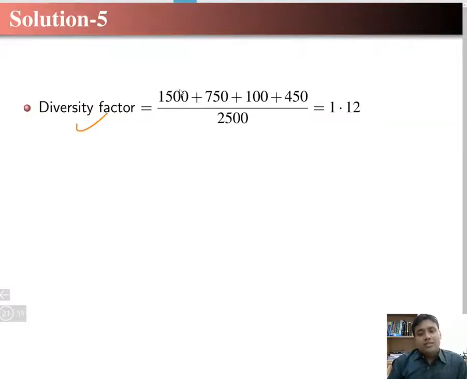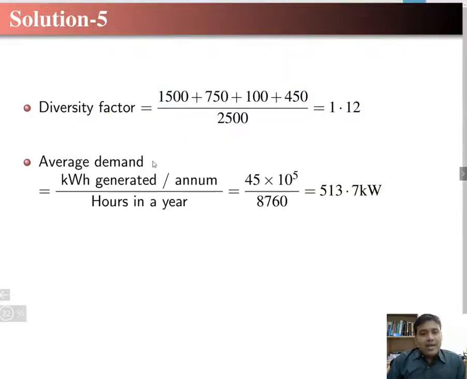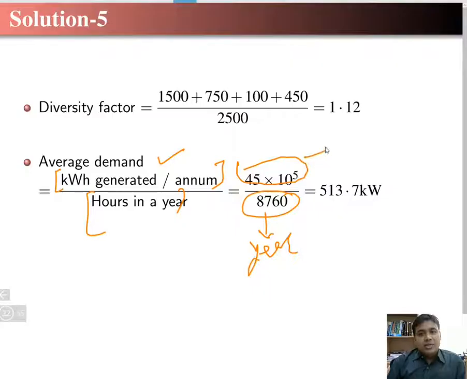The diversity factor is basically the sum of the connected load in the system divided by the maximum demand. So you can get the diversity factor as 1.12, because the sum of the individual maximum demands on the system divided by the maximum demand is 1.12. Then the average demand is basically the kilowatt hours generated per annum divided by the hours of operation. So 8760 is the hours in a year, and 45 into 10 to the 5 is the energy generated. So here you will get 513.7 kilowatt as the average demand.